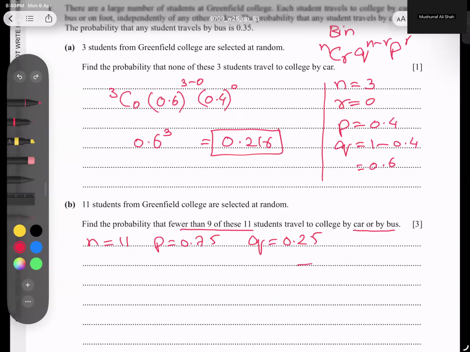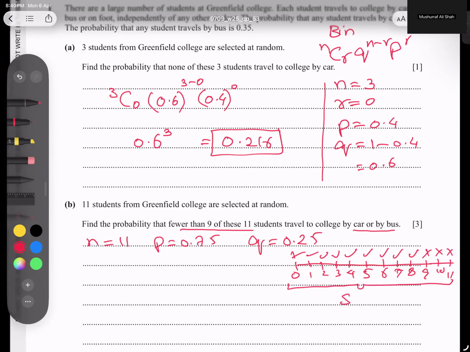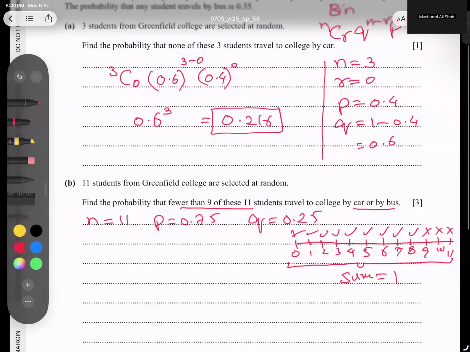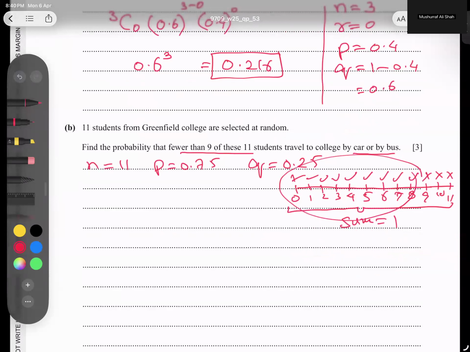But now we have to draw, I'm going to draw 0, 1, 2, 3. This is no need to show to the examiner, just for you to make it a proper understanding. Now he said fewer than 9. Fewer than 9 means 8, 7, 6, 5, 4, 3, 2, 1, 0. We need all of these. We don't need 9, we don't need 10, and we don't need 11. And the sum of all values of the variable is 1. So why apply so many binomial formulas? Better to apply it 3 times only and get the answer.